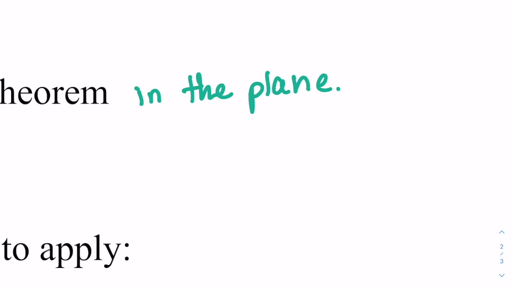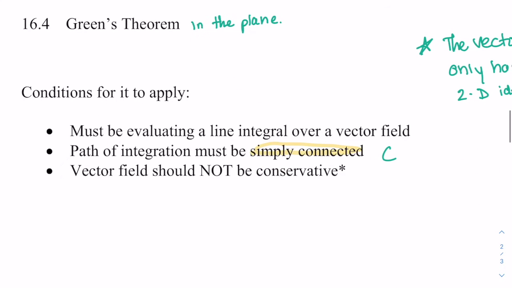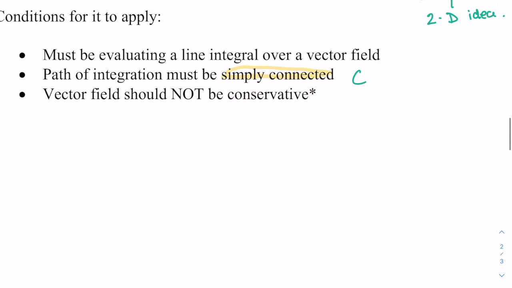Sometimes it's referred to by the full title, which is that. And now here, I have the last condition for it to apply. The vector field should not be conservative. Now, it's really weird to see the word "should" appear in a condition for application, because it kind of suggests that it's not a requirement, but an ideal situation, right? And that's why I have the asterisk at the end, because it's interesting. The vector field should not be conservative.